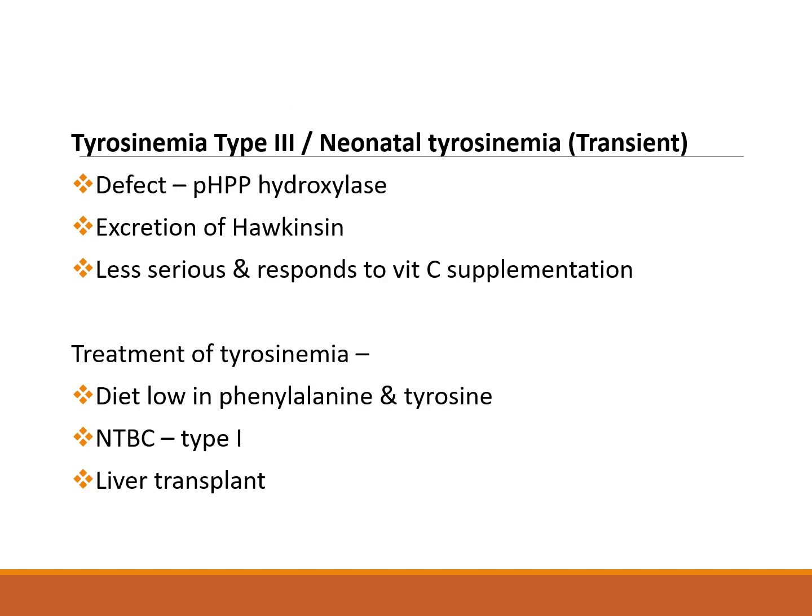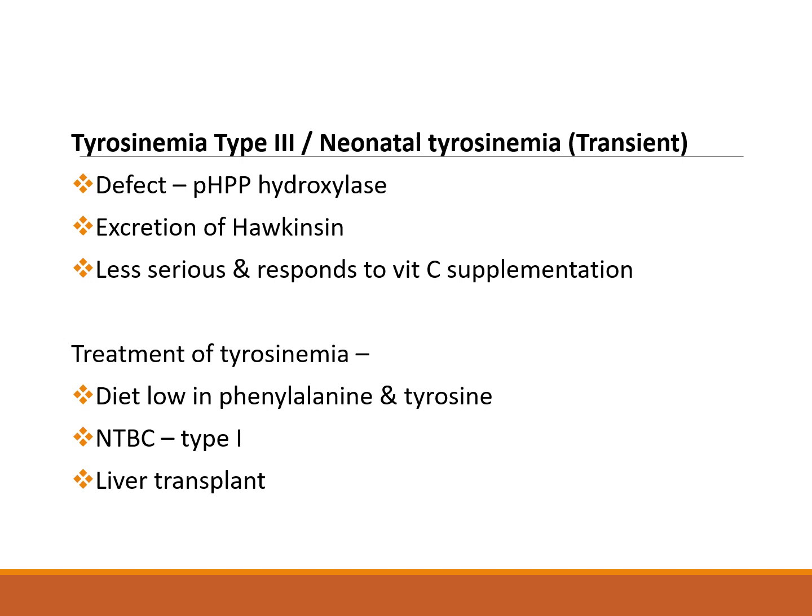The third type of tyrosinemia is transient neonatal tyrosinemia. Here the defect is in PHPPA hydroxylase, and it is less serious and usually responds to supplementation of vitamin C in the neonatal period. So for any tyrosinemia, the treatment is that we have to put the patient on a low phenylalanine and tyrosine diet, and the promising option is liver transplant if it is very serious.